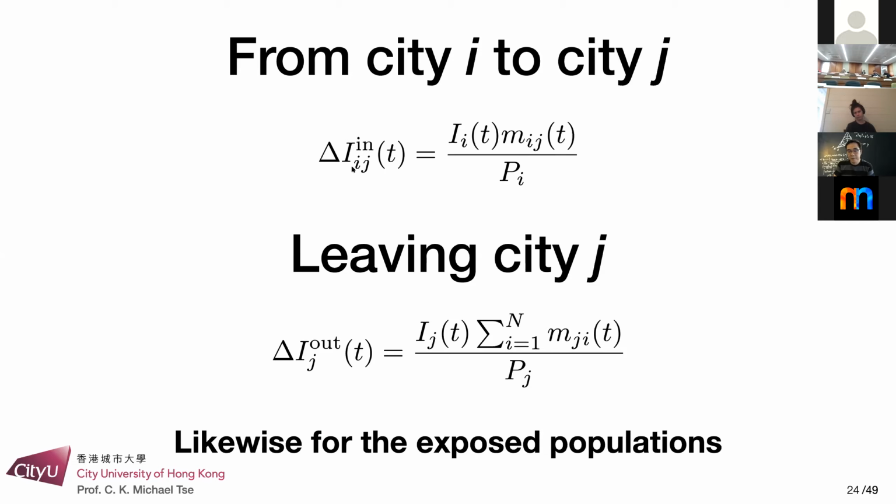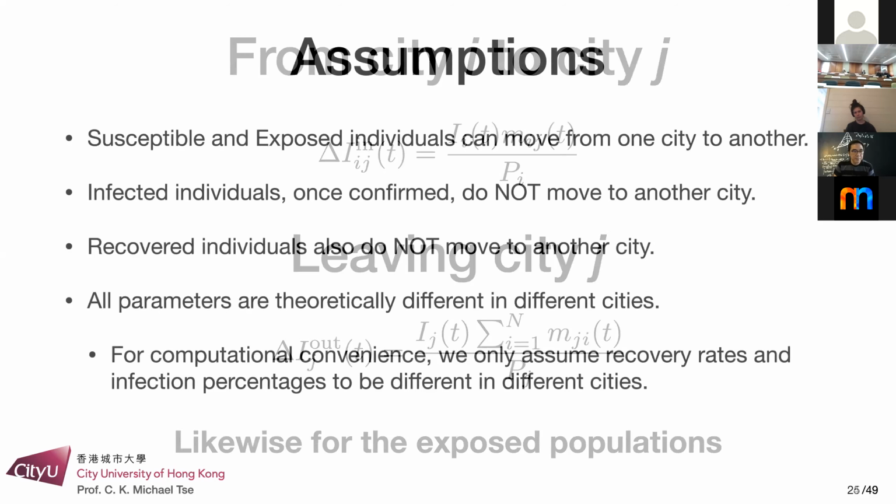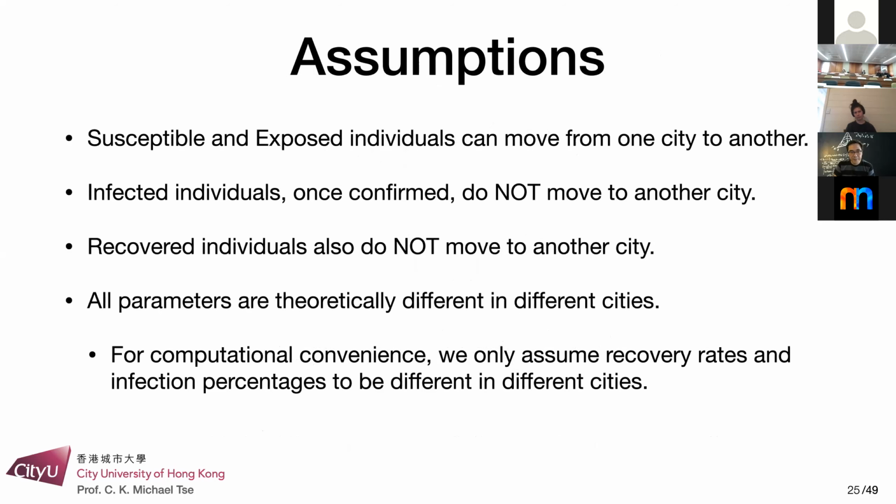So this is saying the number of infected individuals moving from city I to city J. And again, we have in and out. We also made a couple of assumptions in the model. We assume that people who are infected will not move, so we just ignore the movement of infected individuals. Presumably they will stay in hospital, or they'll be quarantined. And recovered individuals are again assumed not to move, staying in the same city, at least for a certain period of time, even after they recover.